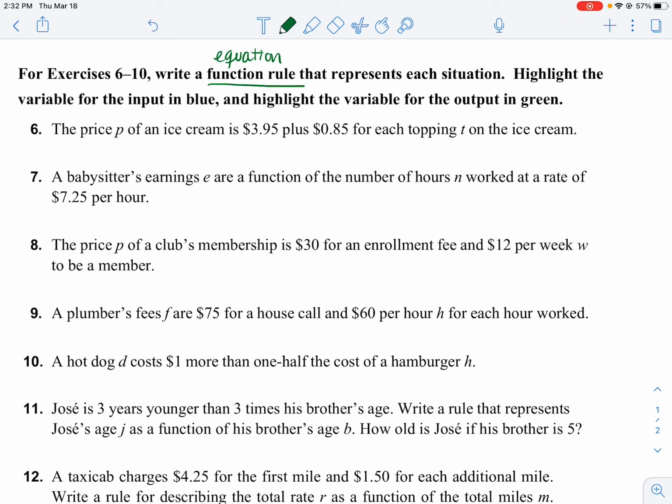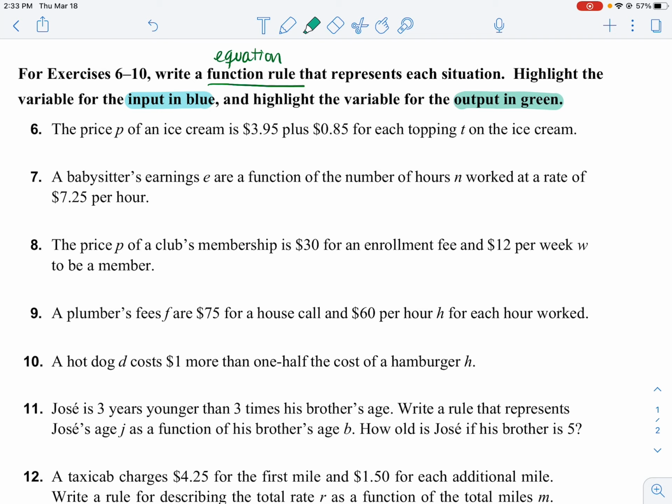All right, and it says highlight the variable for the input in blue. So what we would be substituting into that function is going to be blue, and the output in green, and then we want to create the equation. Okay, so number 6, the price P of an ice cream is $3.95 plus 85 cents for each topping T on the ice cream. So think about that for a second.